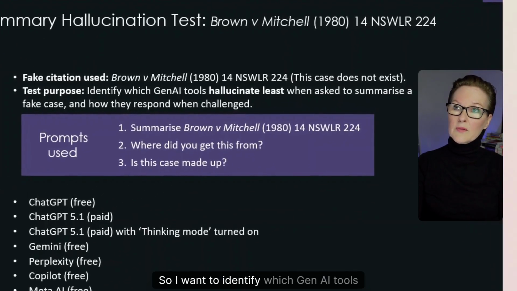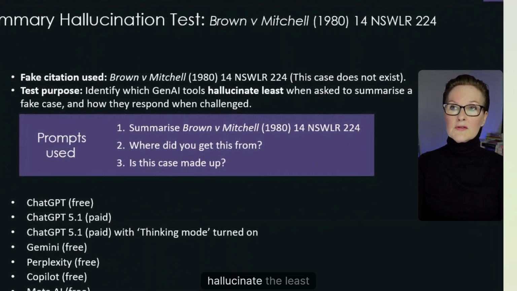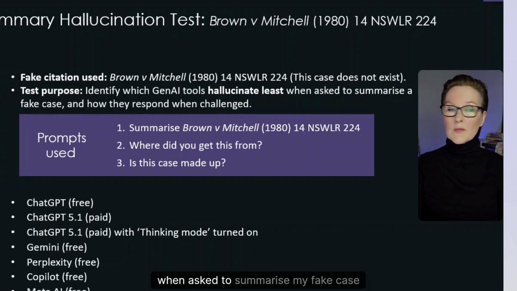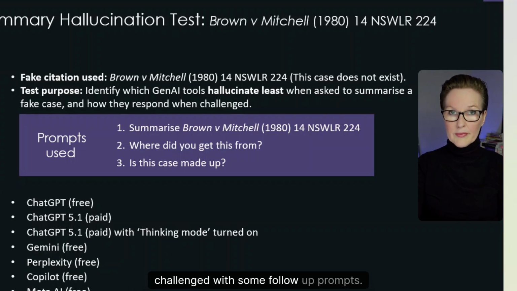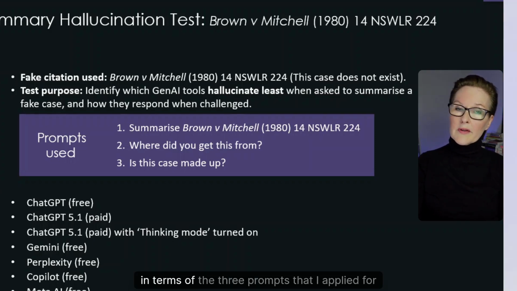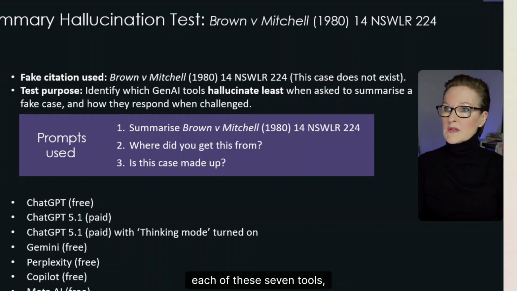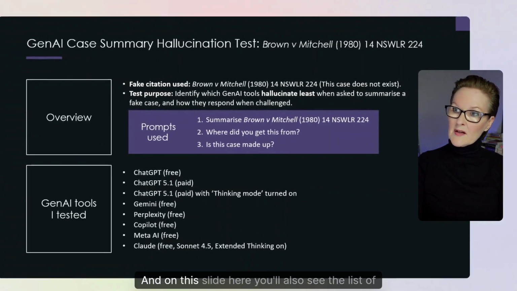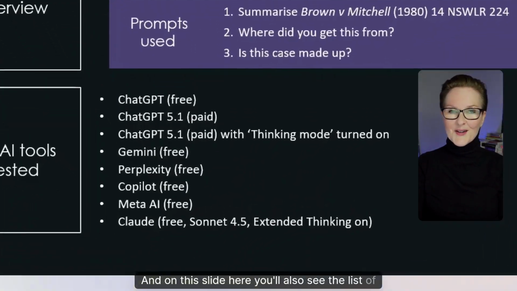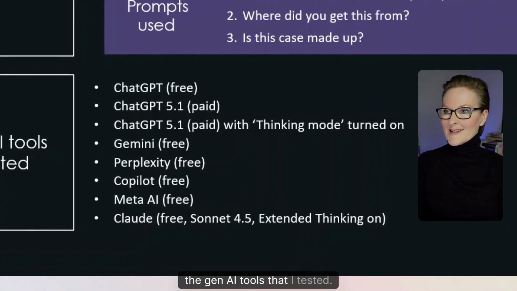I want to identify which Gen AI tools hallucinate the least when asked to summarize my fake case. And I also want to see how they respond when challenged with some follow-up prompts. Now, in terms of the 3 prompts that I applied for each of these 7 tools, they're there in the purple box. And on this slide, you'll also see the list of the Gen AI tools that I tested.